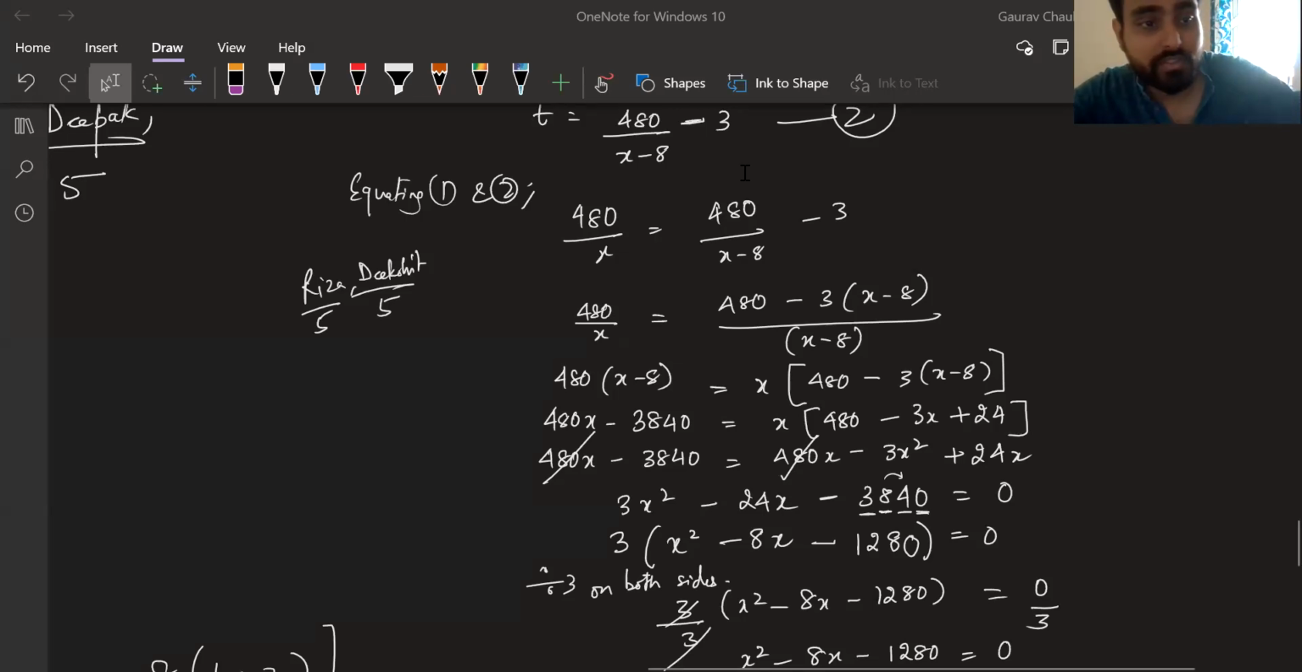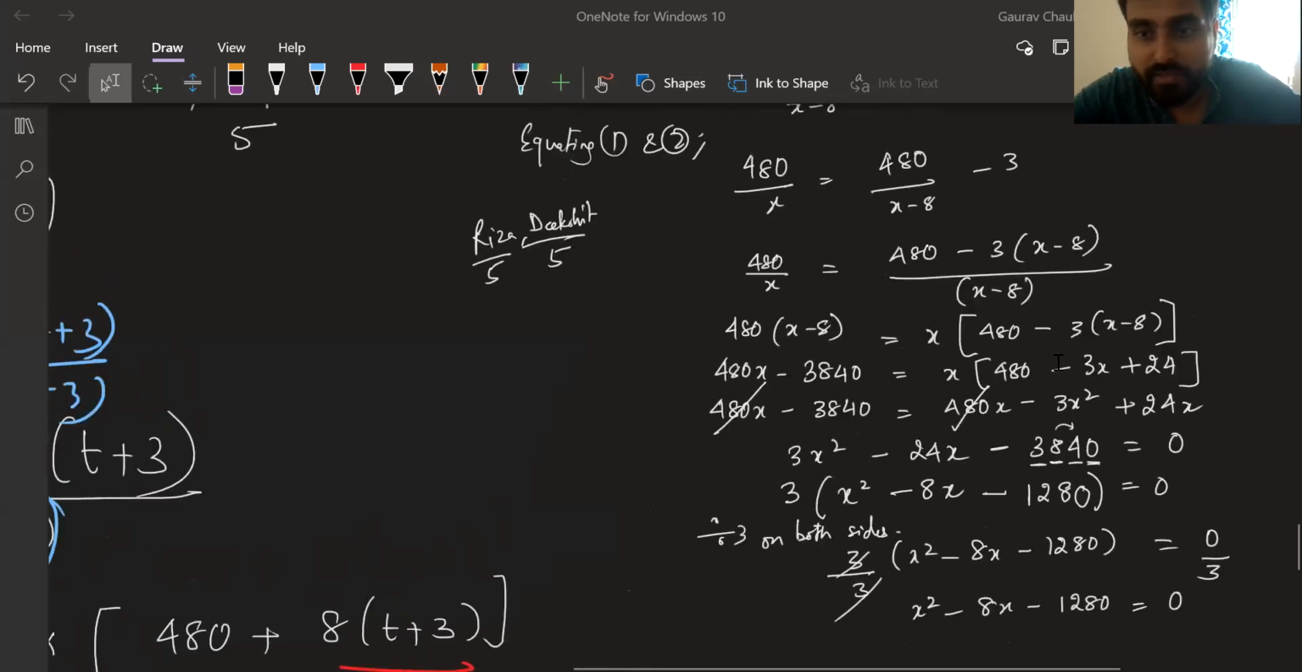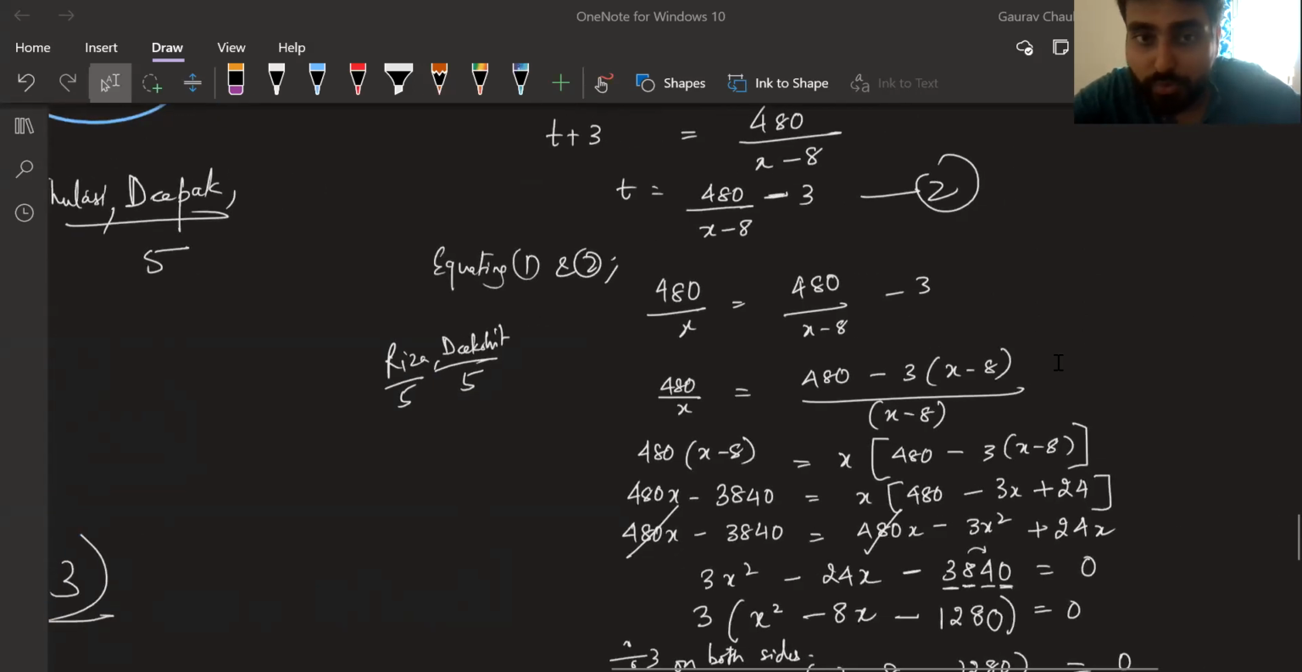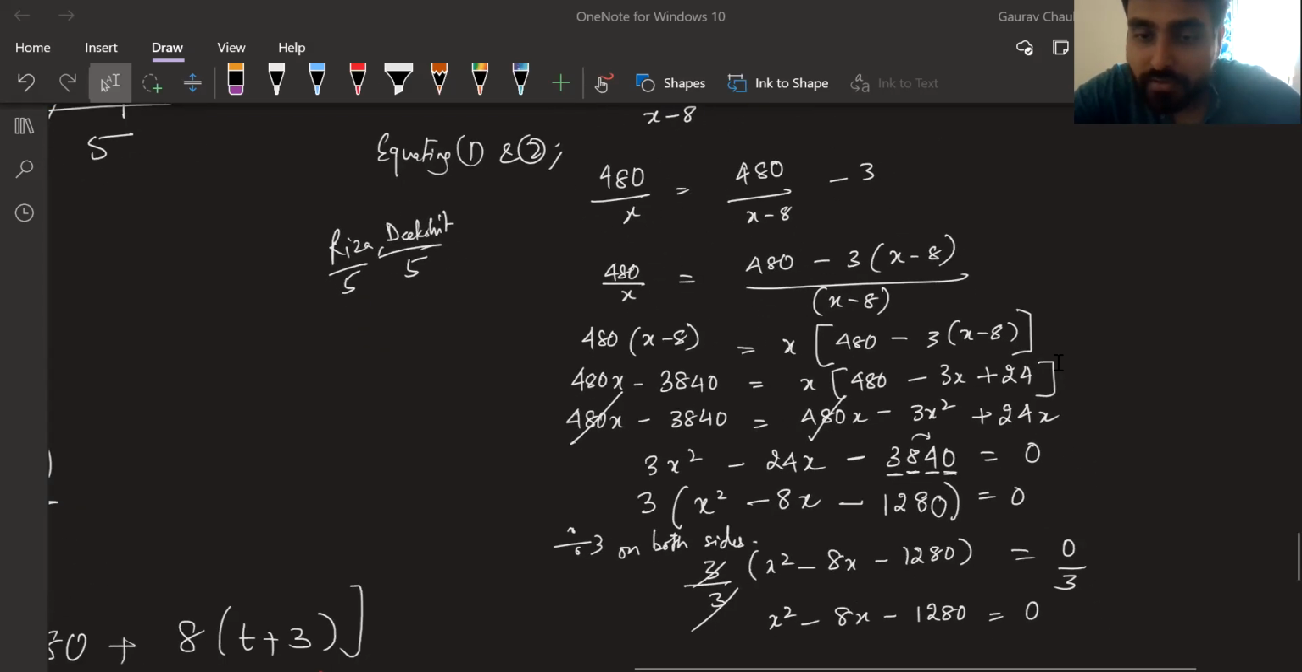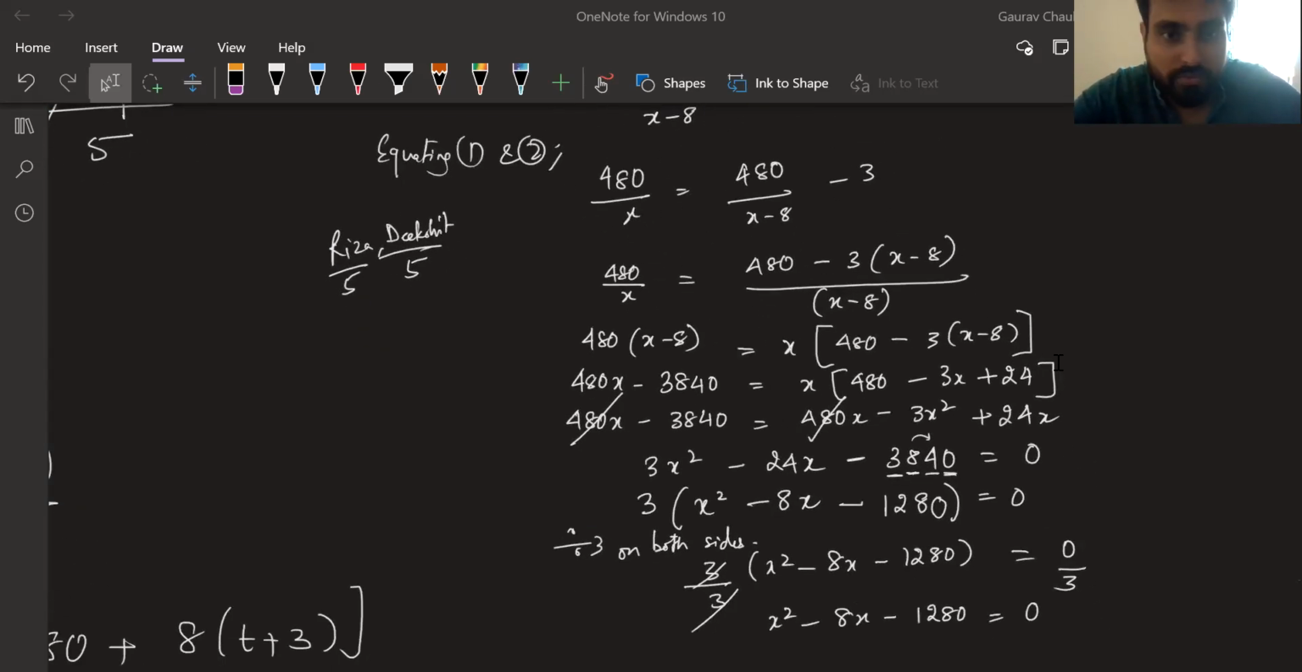Please take down in your notebook both methods which I have done. Both are correct. I want you to know both so that in your mind you're clear that both are correct. Any one is enough, but both should be done, both the ways the equation should be found.